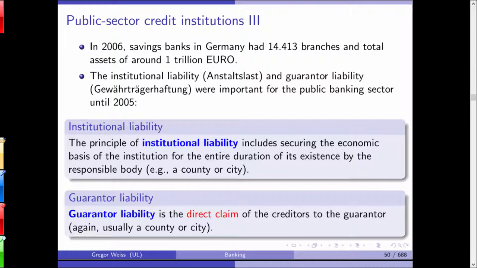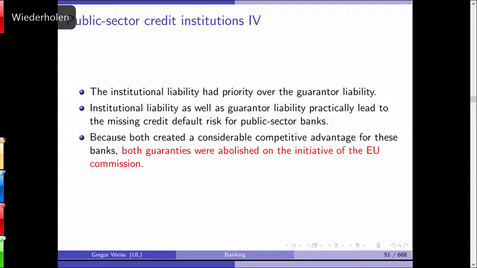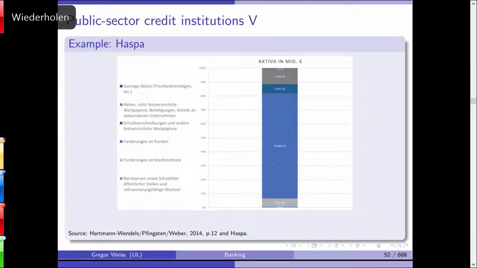Both have been abolished due to pressure coming from the European Union. And nowadays, Sparkassen can go bankrupt. The state is not allowed to give out blank guarantees to Sparkassen. They will never go bankrupt. Why? Because the state and especially the association of all savings and loan associations, the DSGV, has mechanisms in place so that other Sparkassen will step in and bail out bankrupt Sparkassen to guarantee the stability of the whole pillar. But these two things have been abolished. Yeah, both have been abolished due to initiative from the EU Commission.